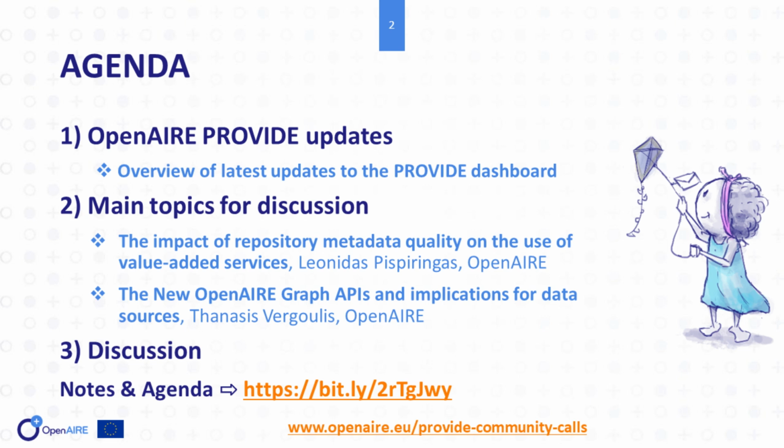The plan for the session, you already know the main topics with Leonidas: the impact of repository metadata quality on the use of value-added services. I think this is important. This is just a small highlight from Leonidas. And then the new OpenAIRE Graph APIs, and what the implications are for the institutions that are consuming data from the graph.